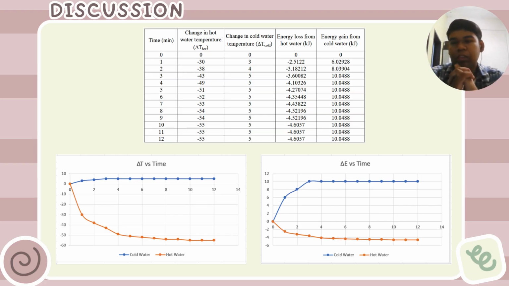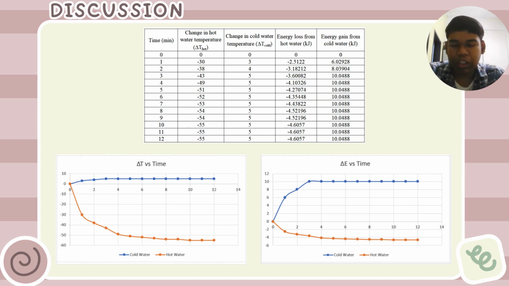Okay. So from the results of our experiment, we can discuss the changes in temperature against time of the hot and cold water, as well as its changes of energy against time. Okay, so we can say that the hot water changes its temperature very rapidly compared to the cold water, which we can compare by the steepness or gradient of the graph, which for the hot water is extremely steep, and for the cold water it remains relatively flat.